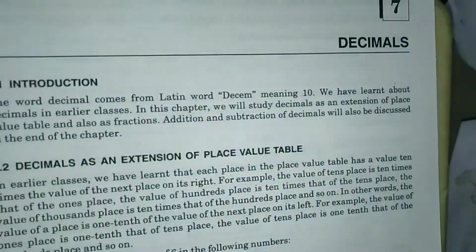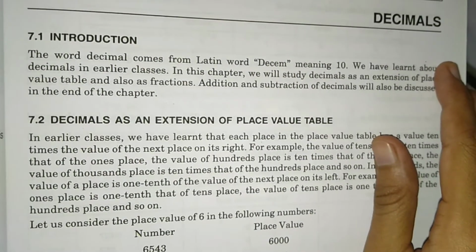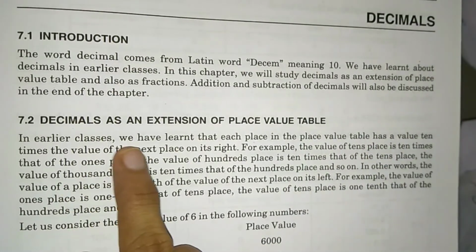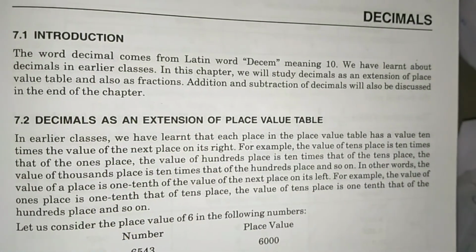From R.D. Sharma, Class 6th Mathematics, Chapter number 7. In that, the first topic is decimals as an extension of a place value table.